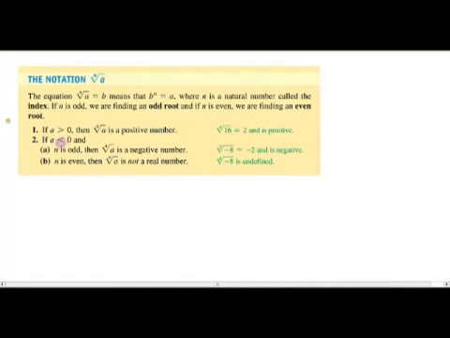But if a is less than 0, if our radicand is less than 0, in other words, it's a negative number, we'll have two cases. If n is odd, then the nth root of a will be a negative number. If n is even, then the nth root of a is not a real number. For example, if I'm taking the 4th root of negative 8, that will not be a real number.